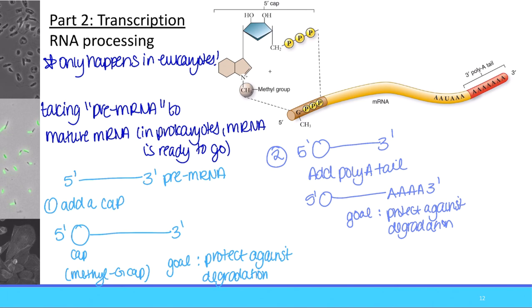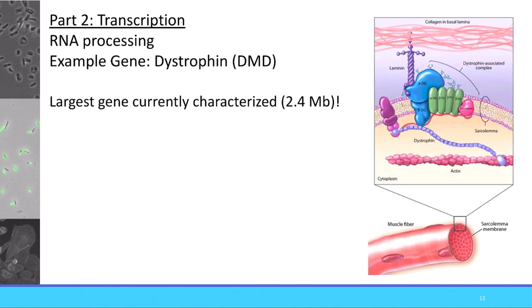And the third thing that we have to do, we are going to demonstrate by thinking about the dystrophin gene. We're actually going to talk a lot about muscular dystrophy in this class because we're going to do an entire case study on this. Dystrophin is one of the coolest genes, and part of the reason it's so amazing is that it is the largest gene that has been currently characterized. It has 2.4 million base pairs, which is absolutely and utterly amazing.